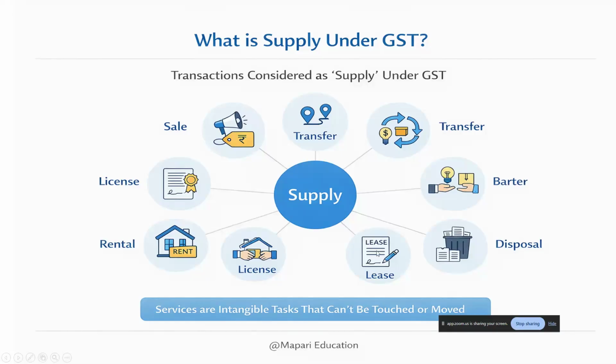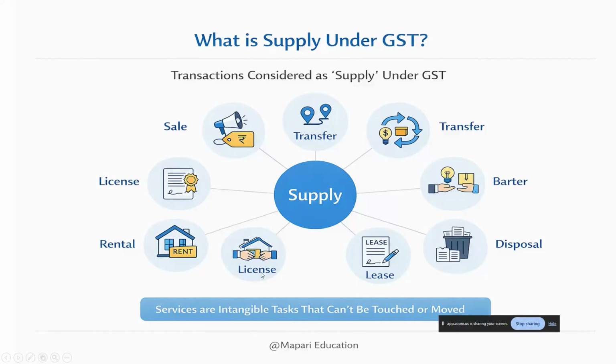Leasing your property or giving a license is also a supply. For example, you have built accounting software and you are giving it to businessmen and taking license fees. The government says if you are giving a license to them, it is also called a supply. We will charge GST, because you are receiving money. It is not free. You are collecting something, so we will charge GST on it. So this will also be called a supply.